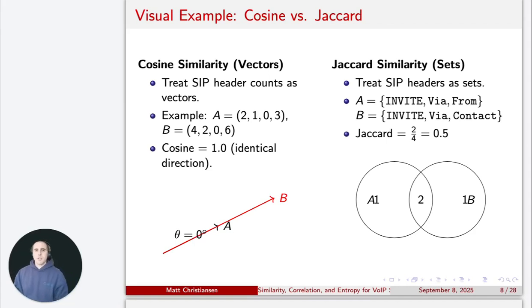In Jaccard similarity, we treat SIP headers as sets. A as a set has invite, via, and from. B has invite, via, contact. They have two that are similar. They both share invite and via. For the Jaccard similarity, there are 4 different types of attributes, and 2 of them are shared. 2 out of 4. 0.5 is the Jaccard similarity of that problem.